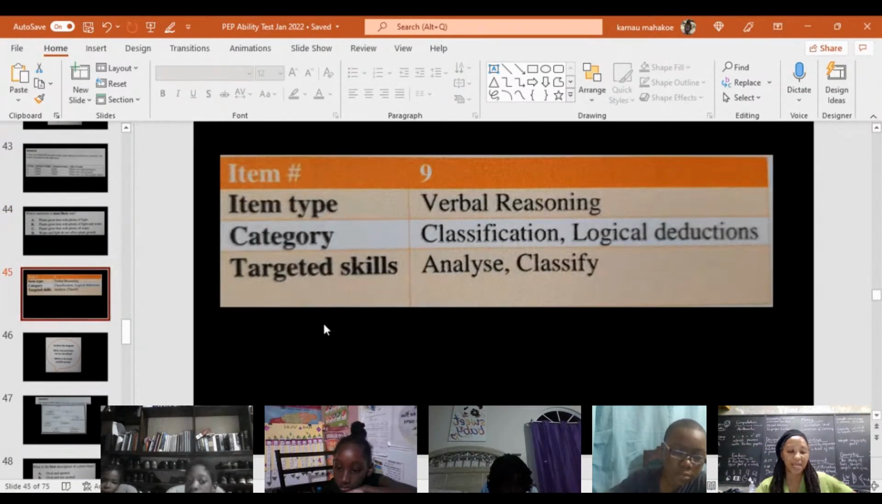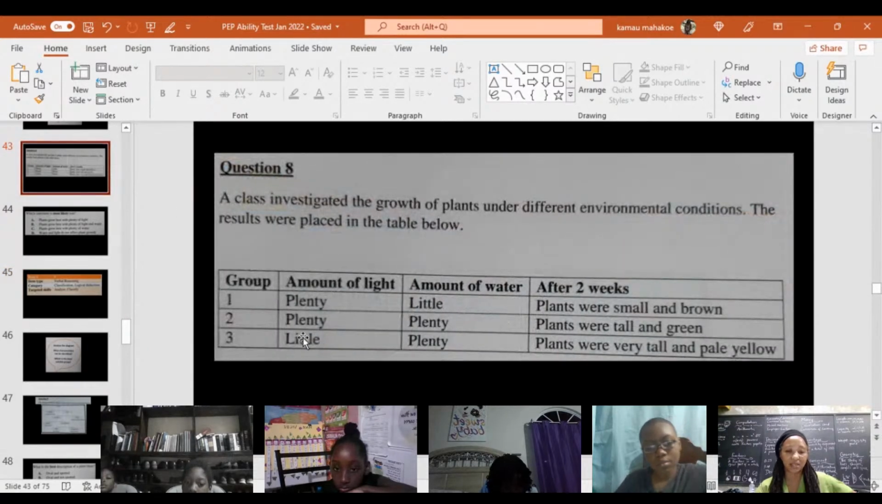All right, item 9. And by the way, we see that because when the light is plenty and the water is plenty, the plants are tall and green, right? If it has plenty of light but not enough water, it's small and the leaves are brown, so that's not thriving. And if it's plenty of water and little light, it still doesn't thrive. It grows tall, but the leaves are pale yellow, not thriving. So the best conditions: plenty of light, plenty of water.